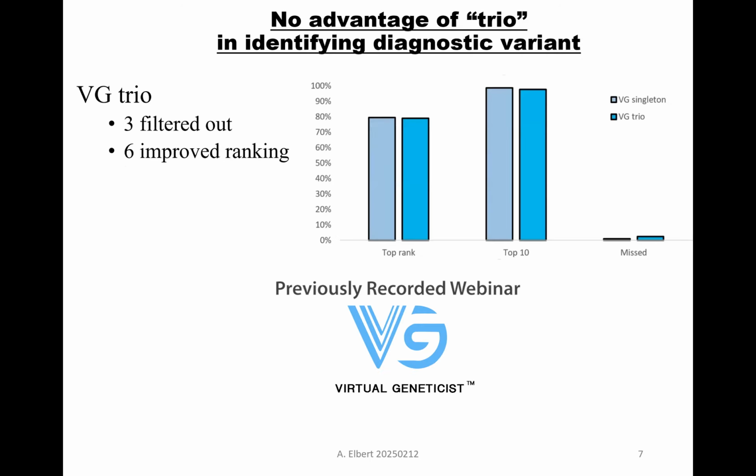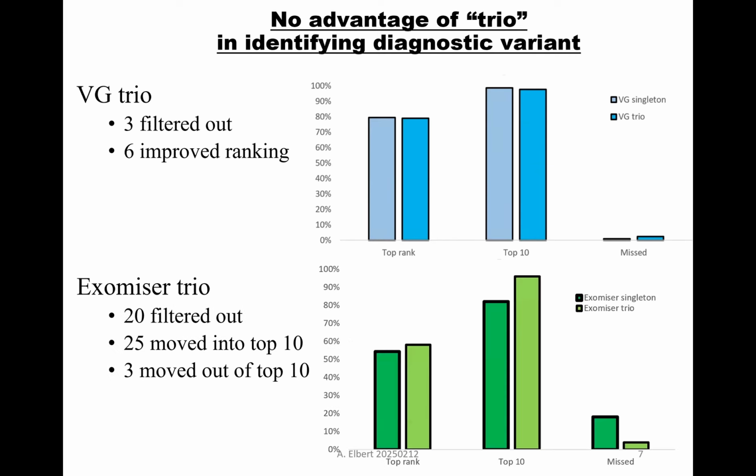Surprising to me is actually the singleton versus the trio analysis did not make a very big difference in the ranking of the diagnostic variant. Although for us clinically, segregation, of course, is helpful in further establishing it as a diagnosis. But the AI seemed to know which variants were the diagnostic or suspicious variants without knowing whether it's de novo or inherited or in trans, etc. In green, I compare this to Exomiser, where we did see a modest improvement on trio analysis compared to singleton.